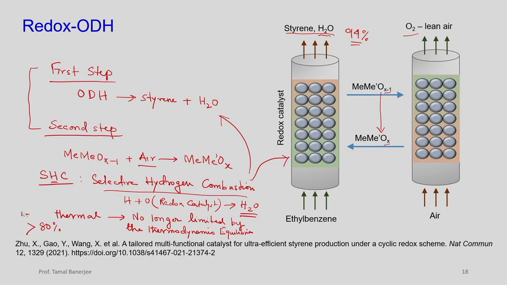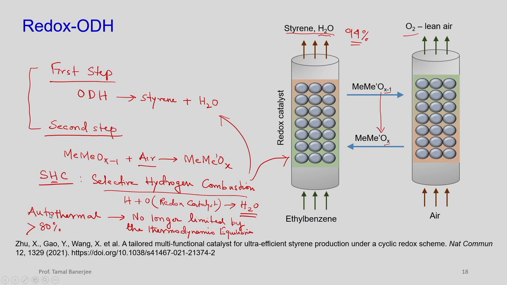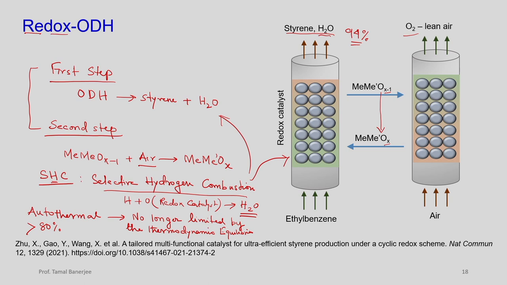So your main issue is that this becomes autothermal, and is no longer limited by thermodynamic equilibrium. If you go to the previous slide, I told you that this is not related to thermodynamic equilibrium. The entire process is autothermal and the separation is at a minimum, since 94% is converted to styrene. So the product recovery is very simple, and very little of other undesired products is formed when we use this type of redox catalyst. Redox means reduction and oxidation. You should go through this article very carefully and look at how the process works.